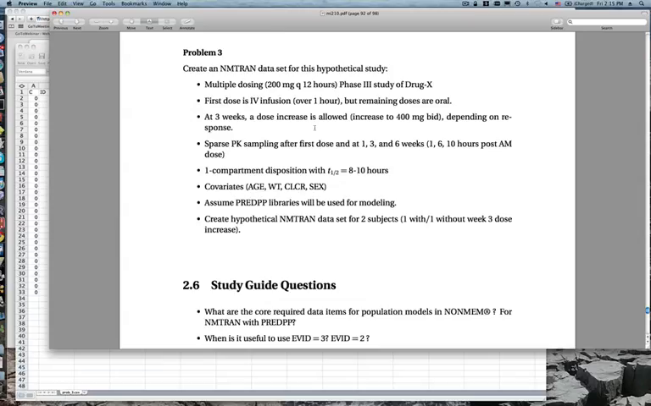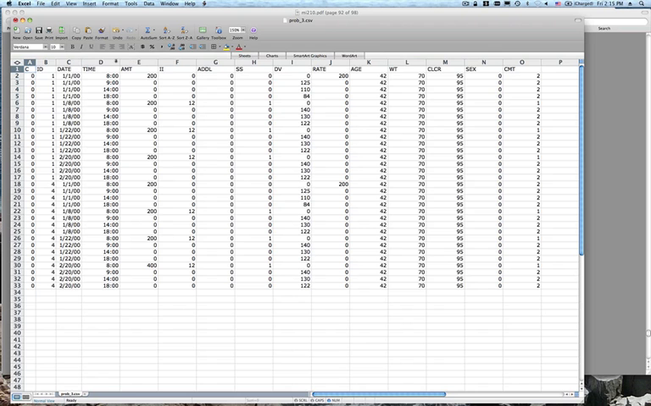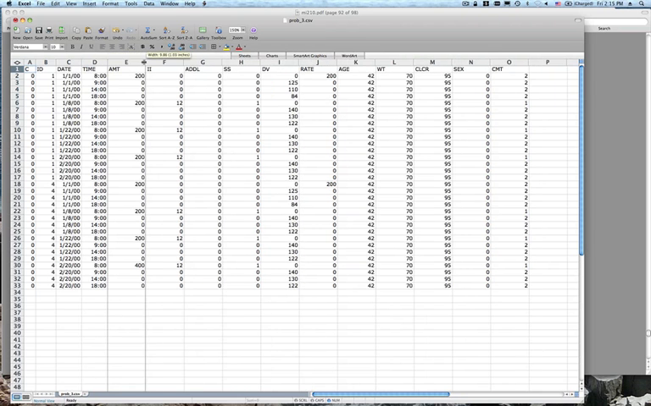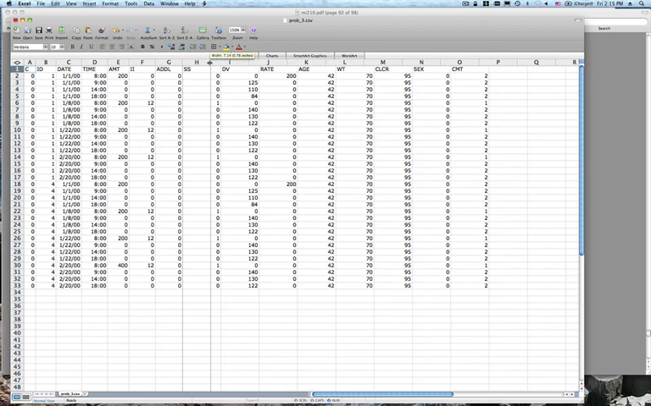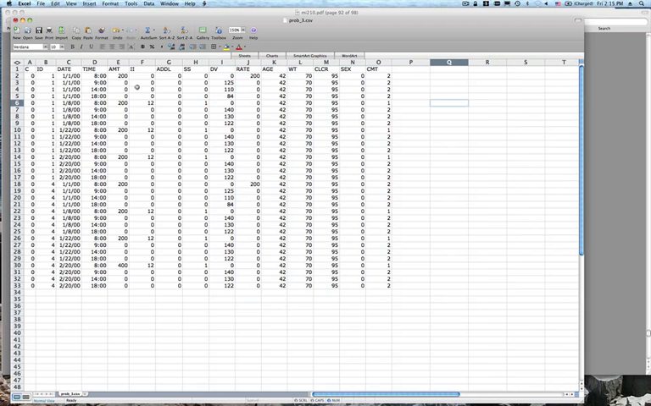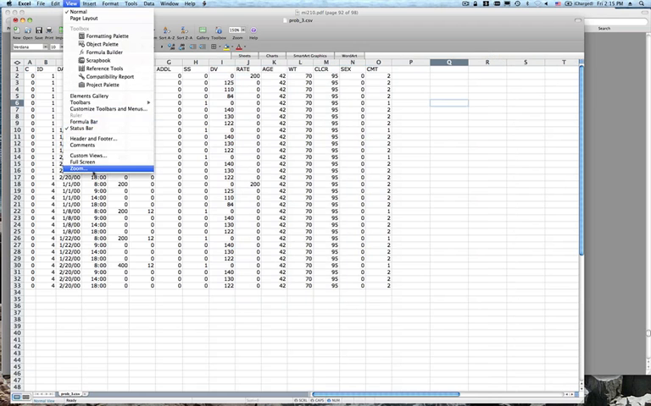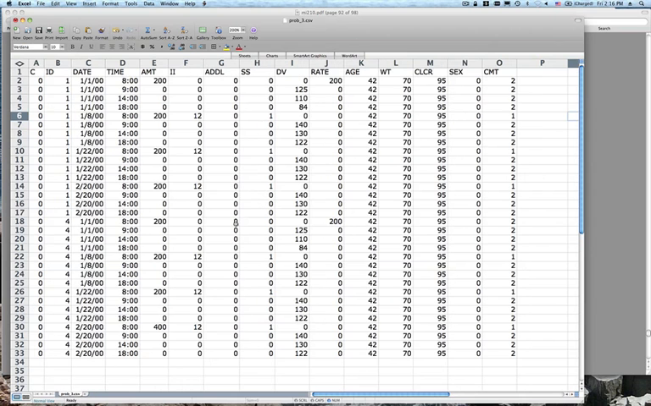Okay, so let's take a look at the example. I'm going to blow this up a little bit here. Let me just shrink a few columns. Actually, I can do this across all of them. Just bear with me just a moment. Okay, got it.